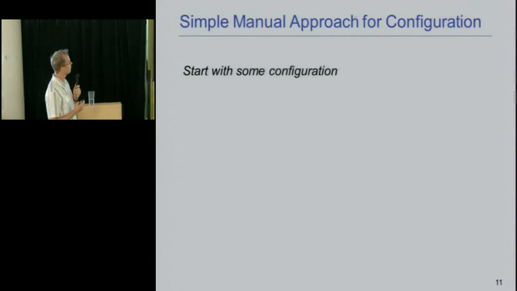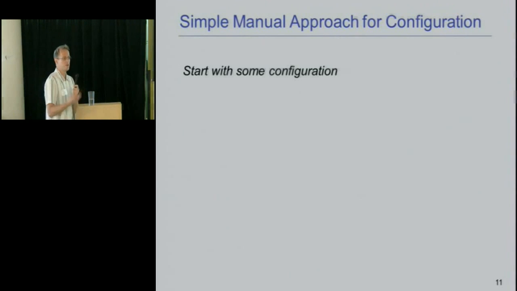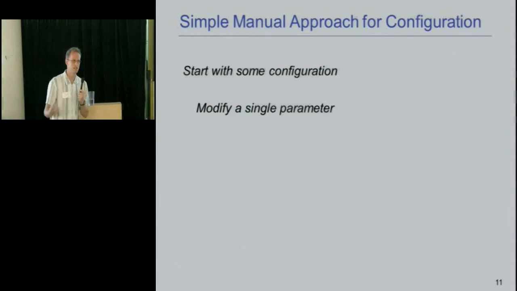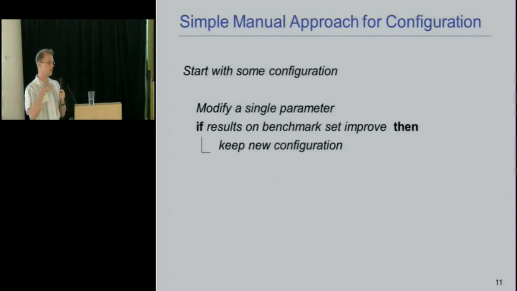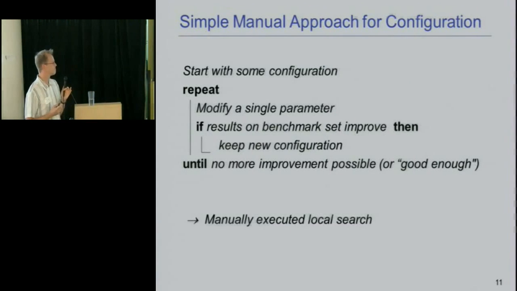And this is motivated by a simple manual approach for algorithm configuration. You start with some configuration, and you modify a single parameter at a time. If performance improves on your benchmark set, you keep that change, otherwise you revert back. And you repeat that until no more improvement is possible, or the solution is good enough, or you're out of time. And notice that this is really nothing but a manually executed local search in this parameter space.